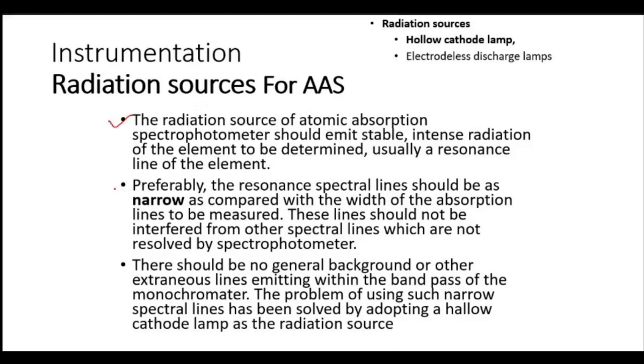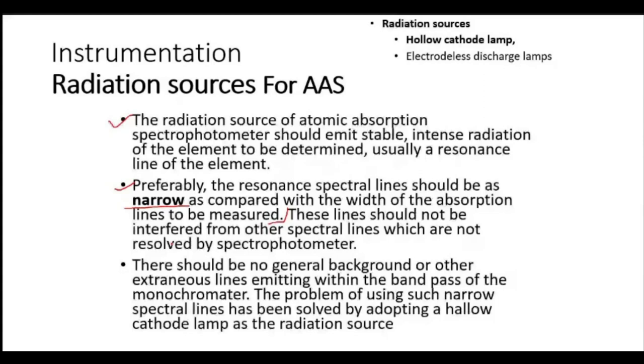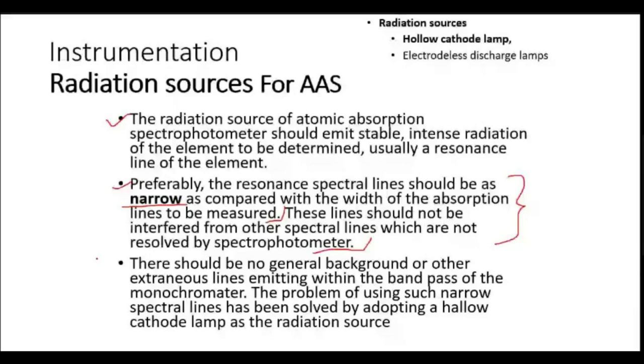Now, yes, sir, thanks for the feedback. Preferably, the resonance spectral line should be as narrow as possible compared with the width of the absorption lines measured. These lines should not be interfered with by other spectral lines which are not resolved by the spectrophotometer. There is too much wordplay going on. It is simply saying that you are dealing with only a few wavelengths, say three or four. There should not be any other wavelengths present. When we talk about the width of the absorption, we are talking about the set of wavelengths which are close to each other. So ideally only those wavelengths which you are going to analyze should be present.